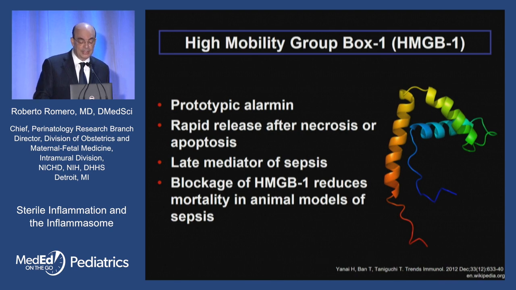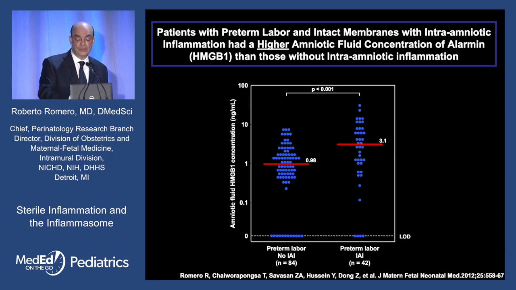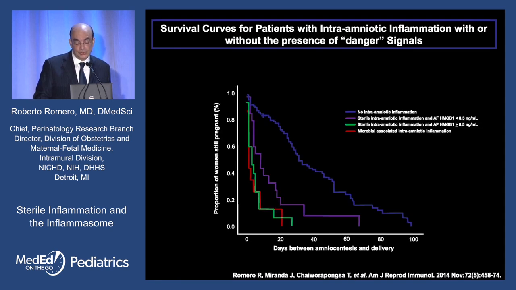So let me tell you two things about HMGB1. It's a prototypic alarmin that is released after necrosis or apoptosis. It's a late mediator of sepsis, often even in the absence of infection, and blockade of HMGB1 reduces the mortality of sepsis. And here you have evidence of an increased concentration of HMGB1 in patients who have premature labor with and without infection, including patients with sterile inflammation. Here are patients who have no inflammation, and patients who have infection, proven, in red. Here are patients who have sterile intra-amniotic inflammation but low concentrations of HMGB1, and these are the ones who have high concentrations of HMGB1. The point is that they deliver soon.